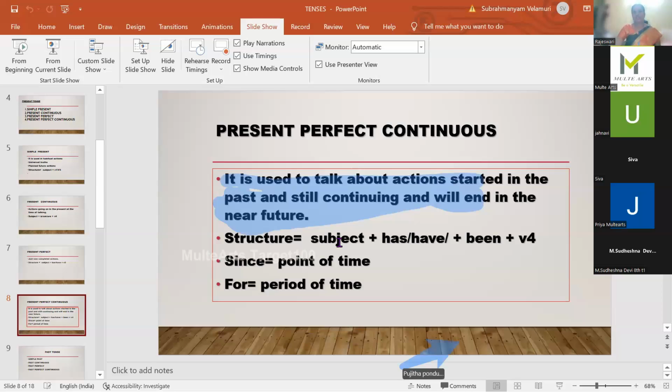So the structure will be subject plus have or has plus one more word, which is added when perfect and continuous come together: been, plus V4.